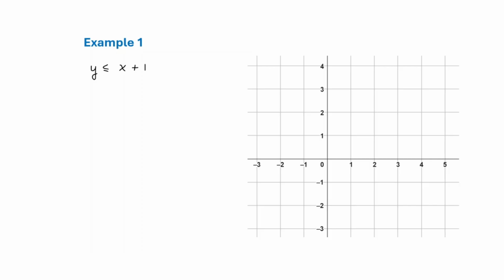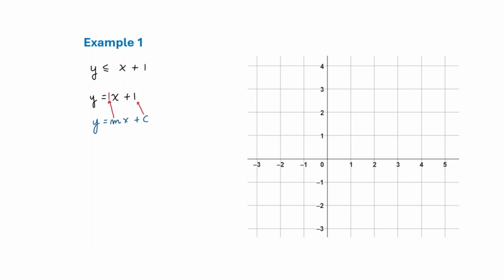First, we write the associated equation. To do that, we rewrite the inequality exactly as it is, but we replace the inequality sign with an equal sign. So we get y is equal to x plus 1. This is the equation of the boundary line. We now plot this line. The equation is written with y as the subject in the form y is equal to mx plus c. So we can use the gradient and the y-intercept to plot the line.